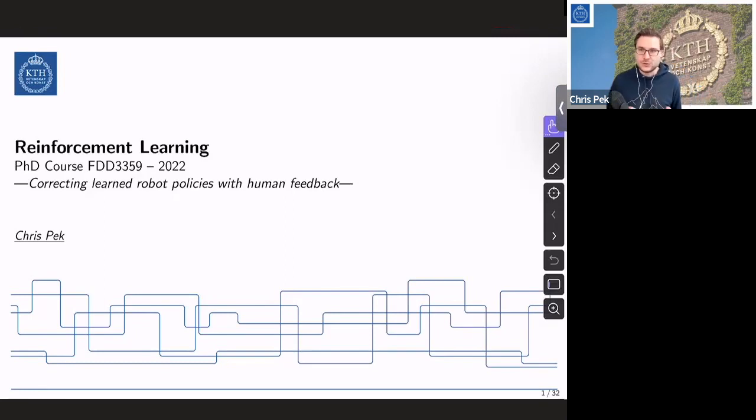And today I want to bring shielding even further by talking about the topic correcting learned robot policies with human feedback. So how can we use additional information that the human can provide, that can be a user of the system or an expert doing training, to modify the policy so it can either learn more quickly or that we have certain properties achieved for the policy that requires human input.